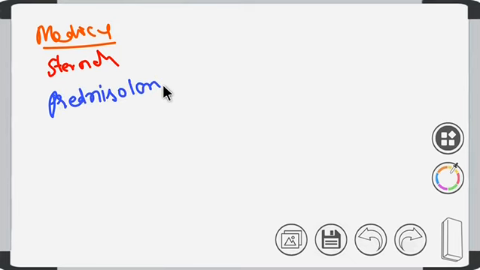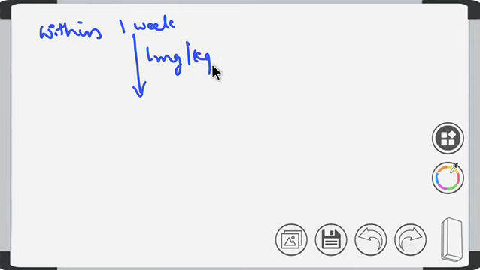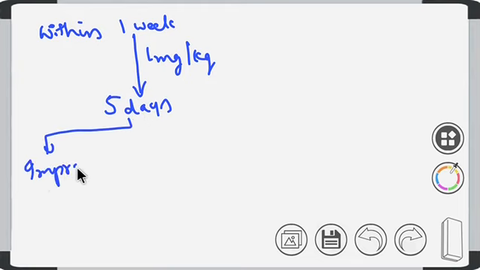Prednisolone. Here, how do we give this prednisolone? We give prednisolone when the patient comes within 1 week. If he comes within 1 week, then we'll give prednisolone in the dose of 1 milligram per kg for 5 days. After 5 days, we'll again see the patient. If there is improvement, then we'll taper the dose in the next 5 days.